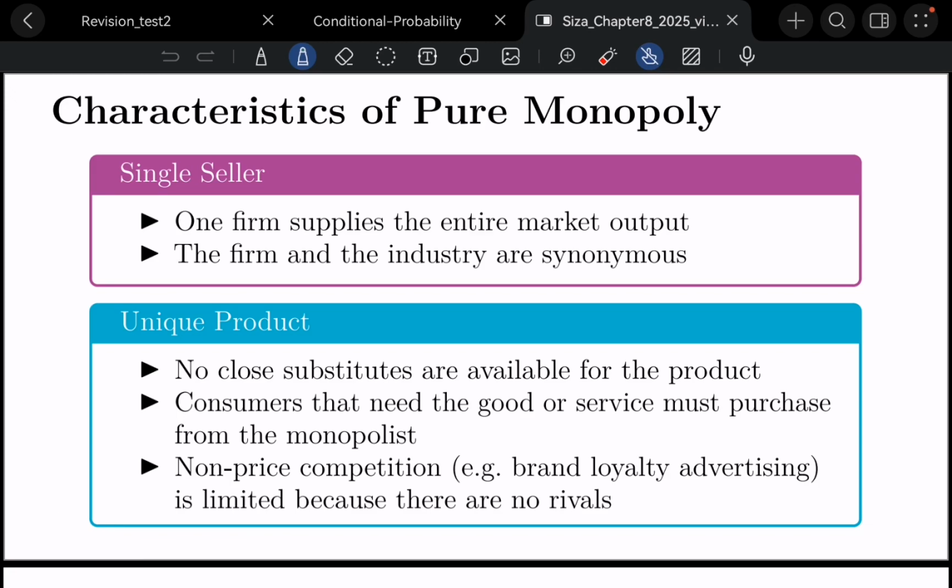And because they don't have any competition in this market, the non-price competition is really limited to things like public relations in the cases of public utilities. There's not much advertising that's needed, but maybe they might want to advertise for the sake of keeping brand loyalty and maybe informing about the product that they're selling. And it's very limited because they really don't have any rivals in the market. They're not competing against anyone, so you find that the non-price competition will be very, very limited.